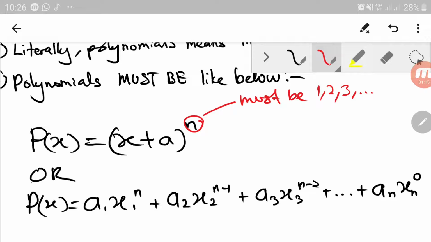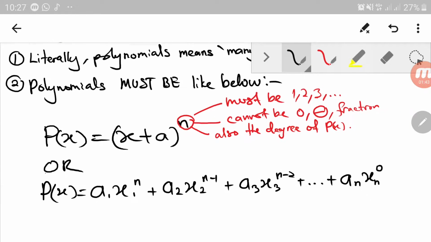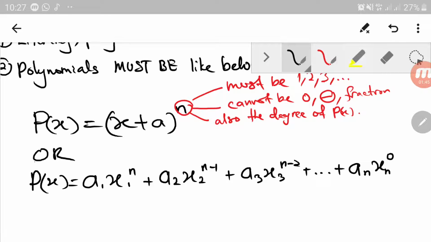Okay? So by saying that, n cannot be 0, something negative, or a fraction. Okay? And n is also the degree of P(x), the polynomial that we are having. Okay, so the long polynomial down there is the expansion of the bracket above here.